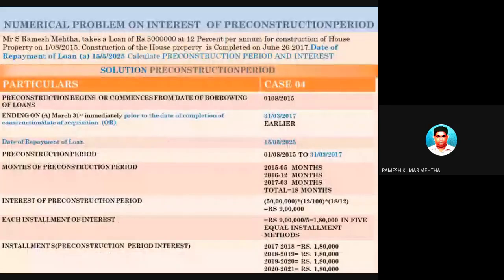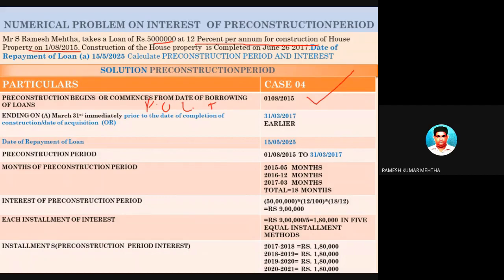Mr. S. Ramesh Kumar Mehta has taken a loan of rupees 50 lakhs at 12% per annum for the construction of the house property on 1/8/2015. So this is the starting point: the date of loan taken, or date of borrowing of loan from the bank.